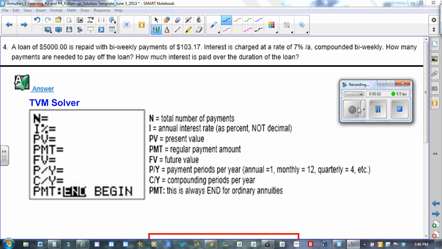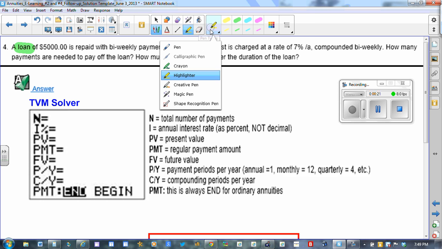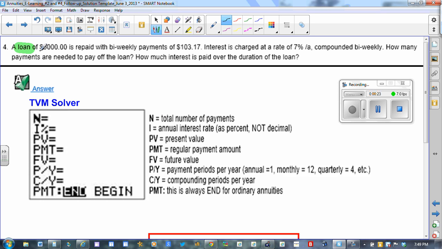Well, welcome back. This is the second example in a second video that's focused on annuities. This particular problem is about present value, and you can tell that right away when you see the word loan. We have a loaned amount of $5,000. This amount is the present value. So let's take that 5 grand down here.